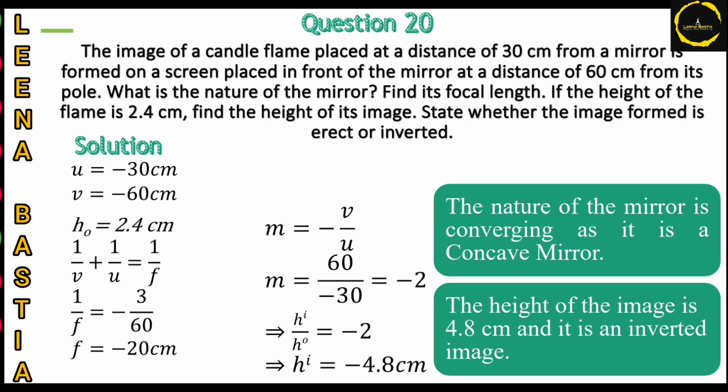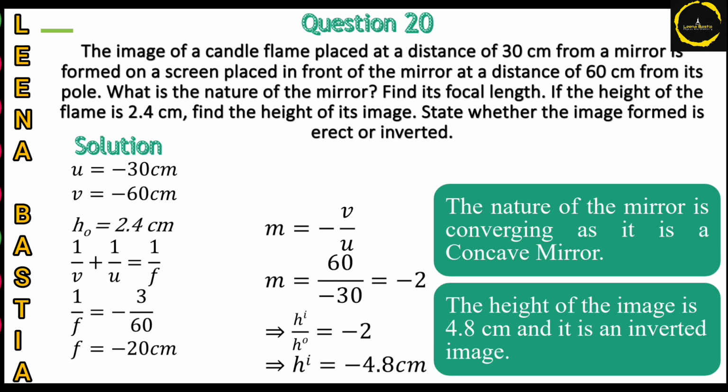Now you just have to understand this: the image of a candle flame. So the candle flame is the object, placed at a distance of 30 centimeter. So the object distance is here minus 30 centimeter.